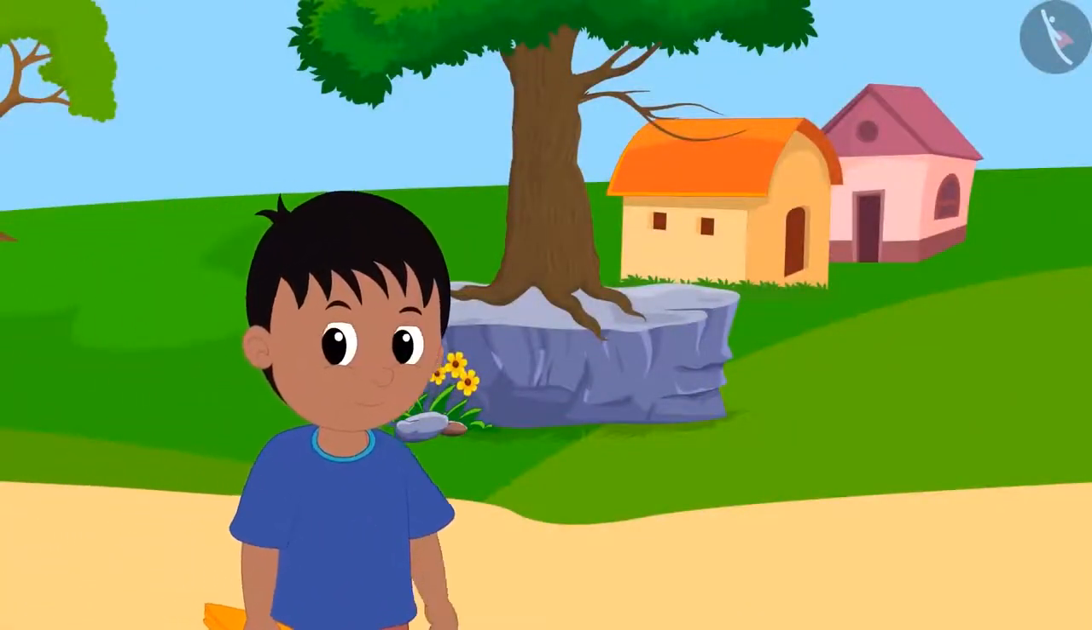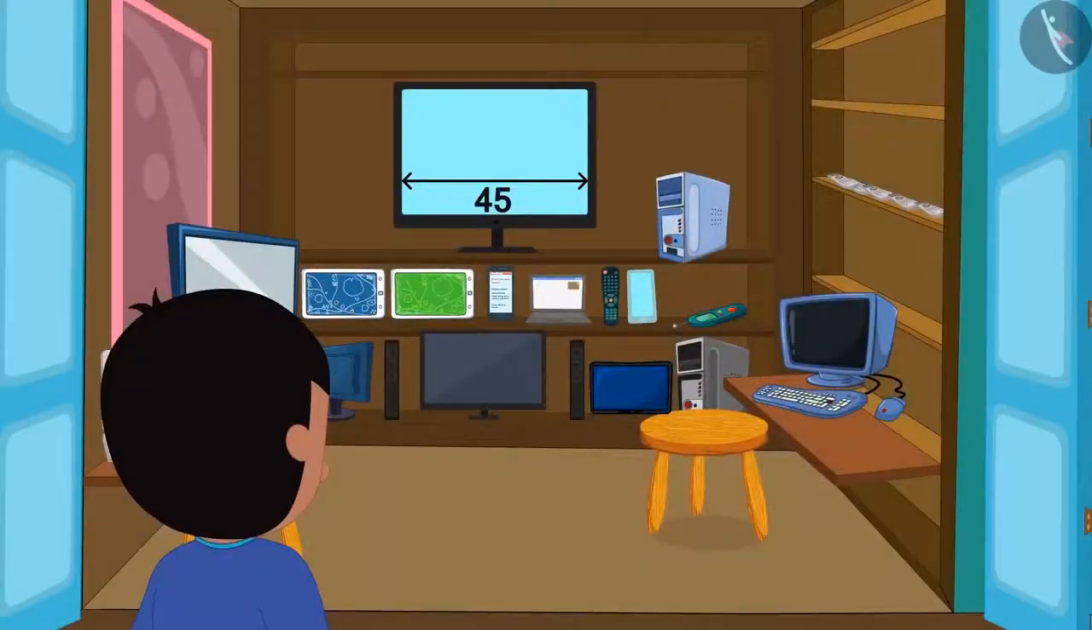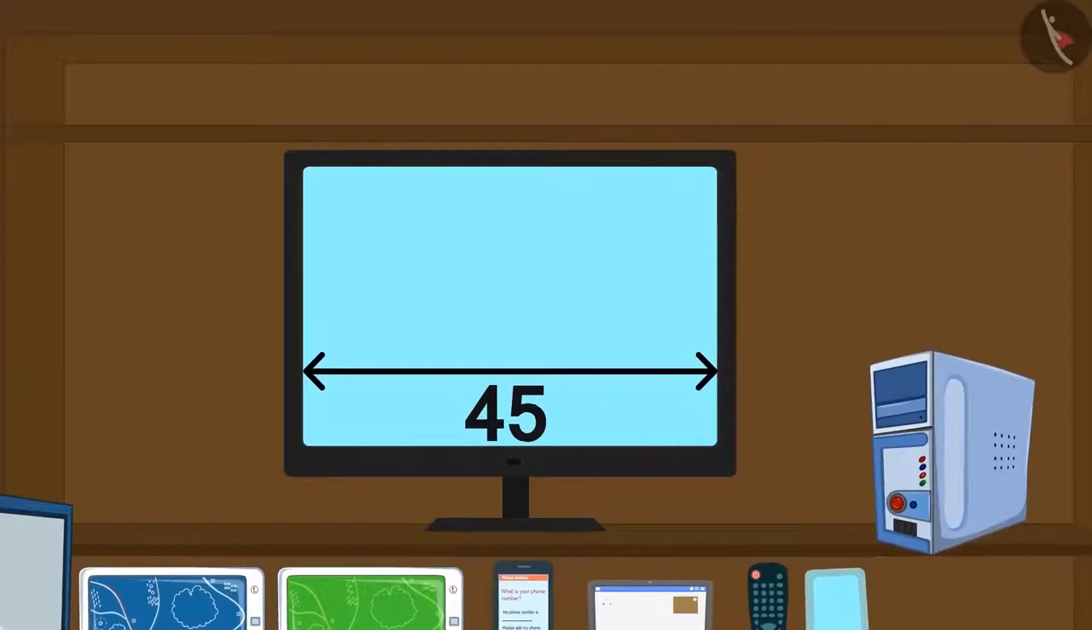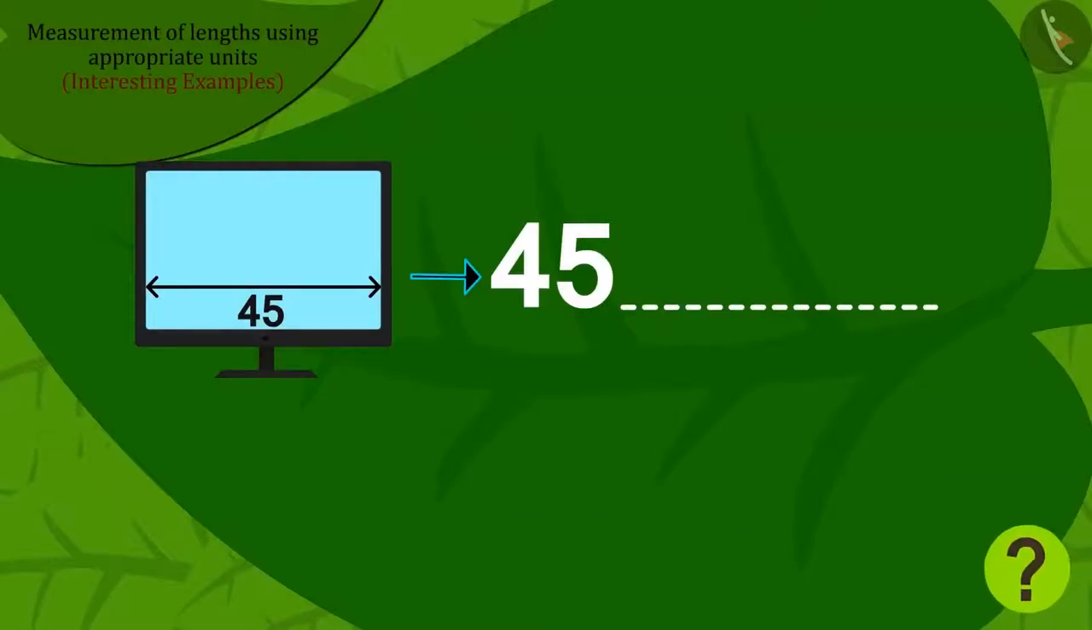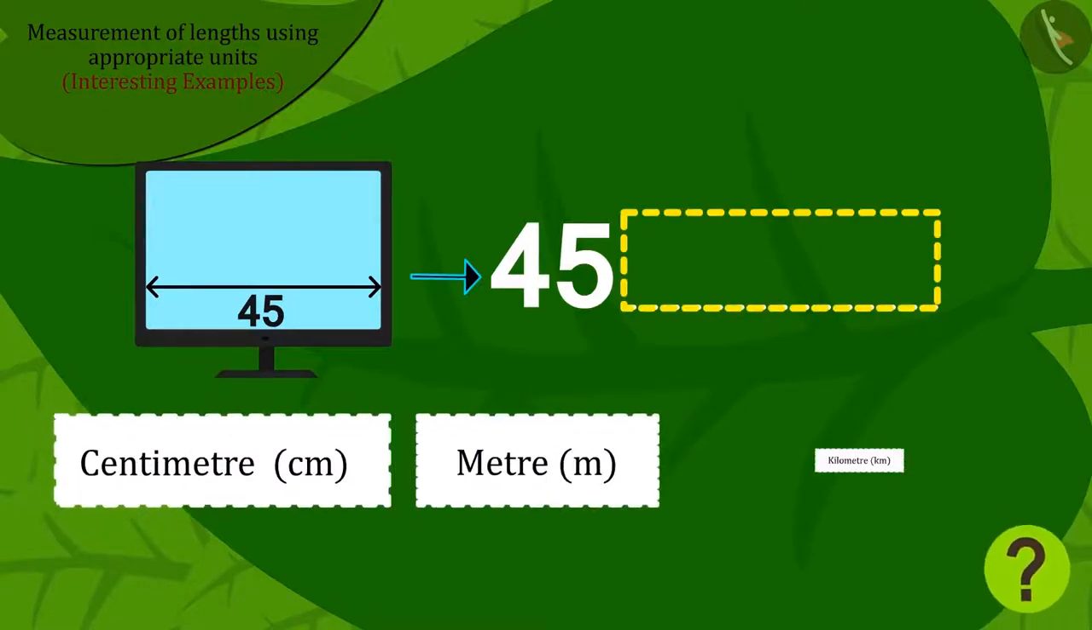When Raju was returning home, in a shop on the way, he saw a computer monitor like this. On the monitor, the screen size was written in this way. But only the number 45 was written below that. Raju came to know that the length of the screen of the monitor was 45. But Raju did not understand which unit was used for it. Children, can you tell for the length of the monitor screen which unit should be used next to 45?